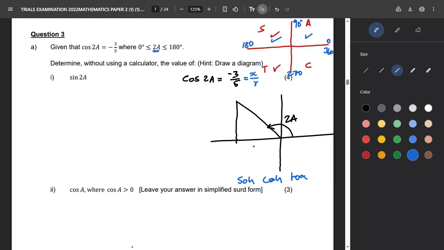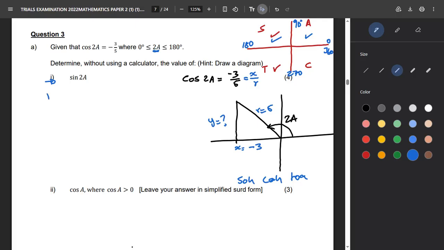So now my x is minus 3. That's the value of x. And then y is unknown. We don't know that one. We need to use the theorem of Pythagoras to find that. Then you have r, which is 5. Before we even answer this question, we need to find y first.